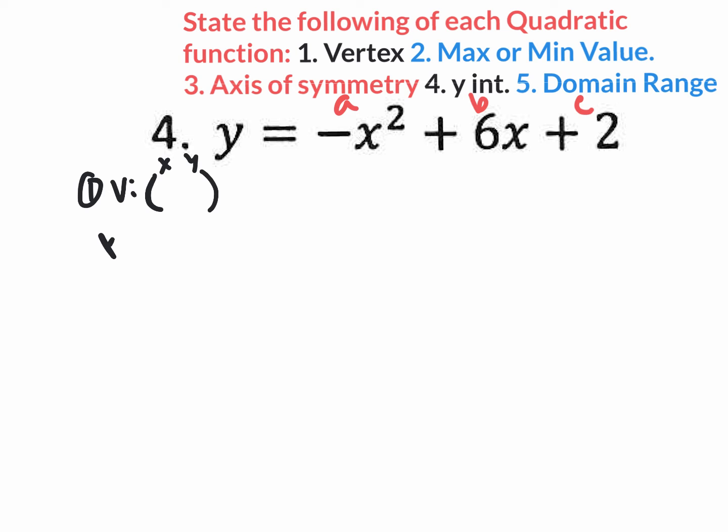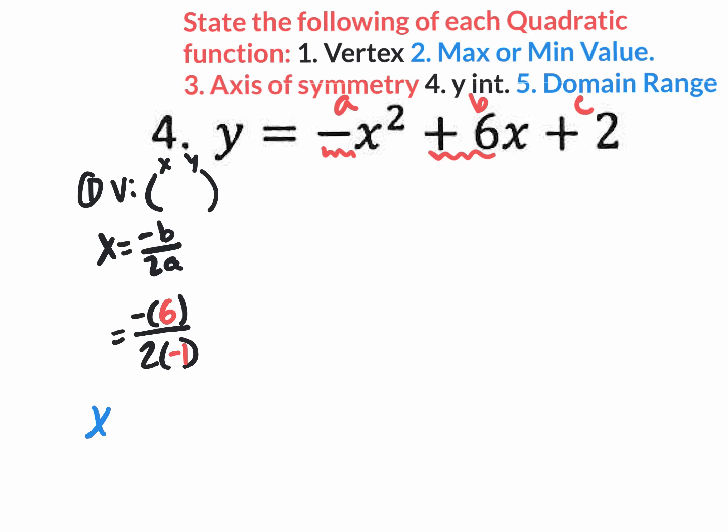The vertex formula is x equals negative b over 2 times a. And I always recommend using parentheses instead of the b and the a when you plug in the b and the a. So I'm going to plug in my b value of 6 right in there, my a value of negative 1 right in there. So what do I have?